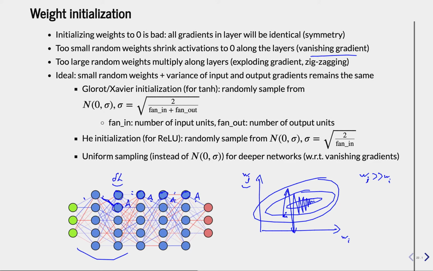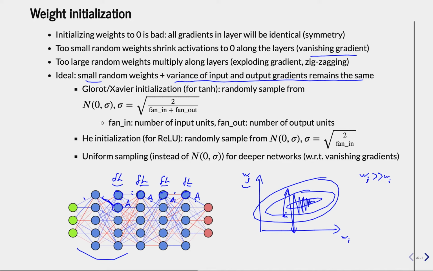You can do that by choosing random weights which are small. But to avoid vanishing gradients, we want to make sure the variance of the input and the output gradients remains the same. So if you look at all the different gradients in different layers, they should have more or less the same range of values, so they don't go down to zero as you go down to the front of the network.